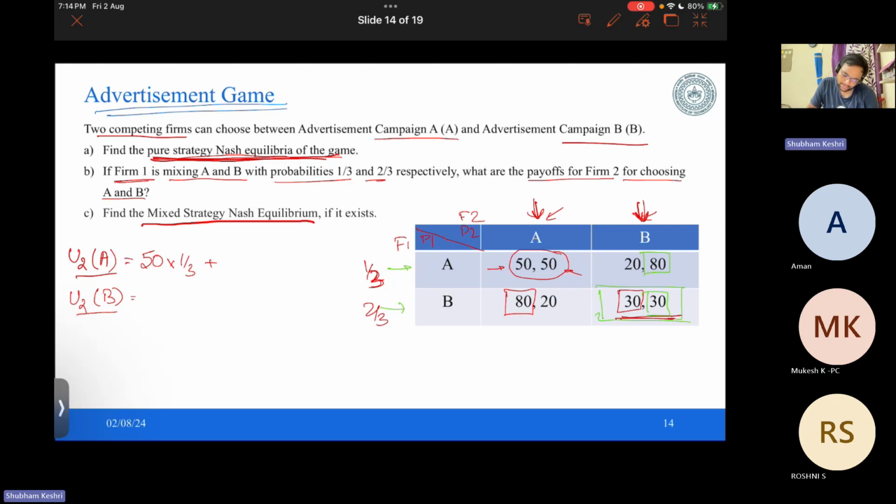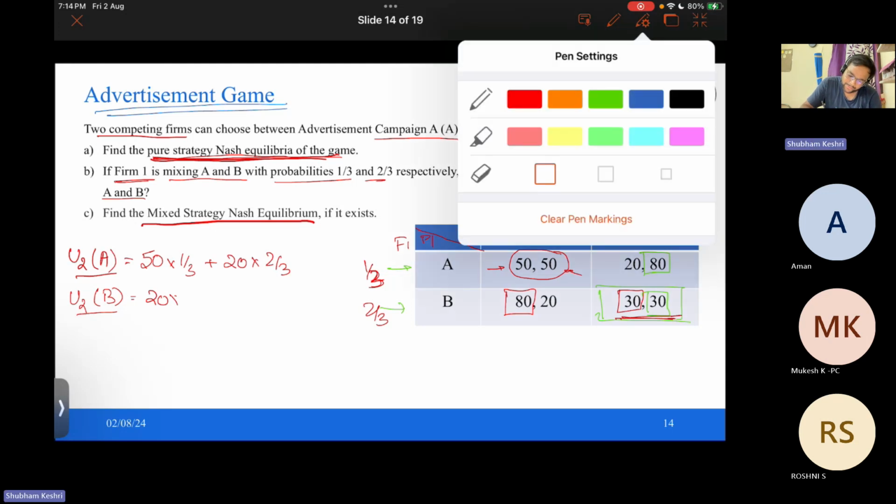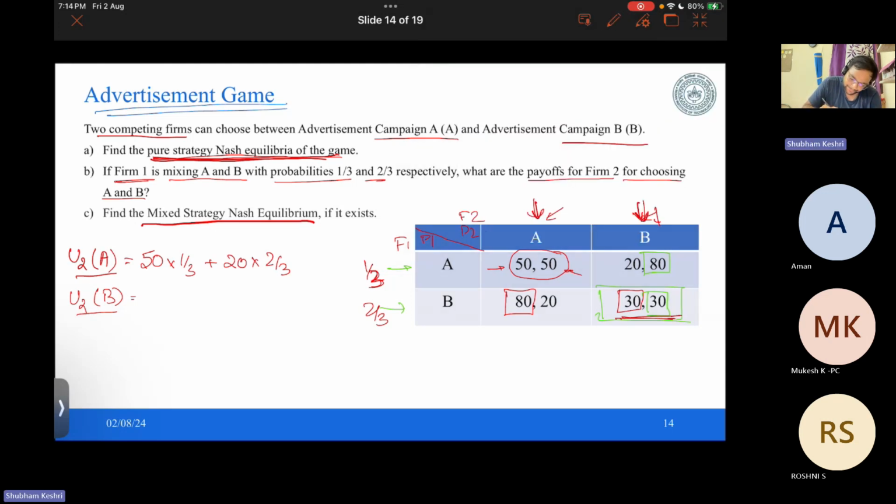Just a minute. Yes, plus 20 into 2 by 3. And this will be 80 into 1 by 3. No? Just a minute. So player 2 is playing B. Okay, 80. Yes. It will be 80 into 1 by 3 plus 30 into 2 by 3.